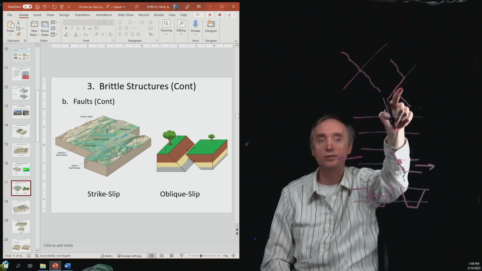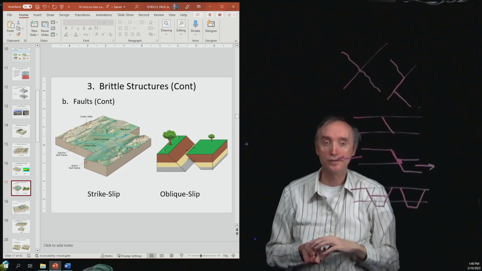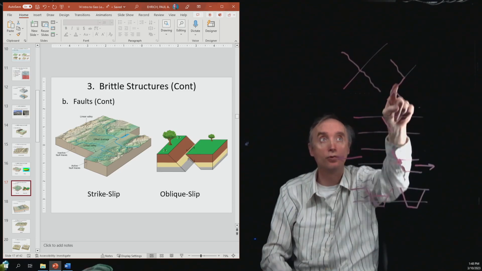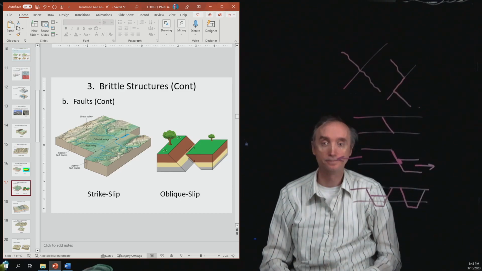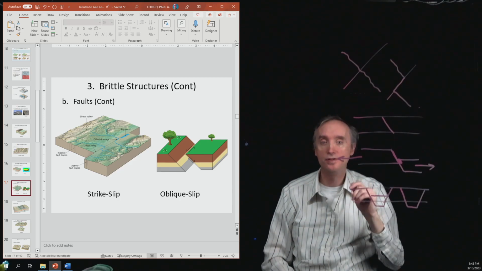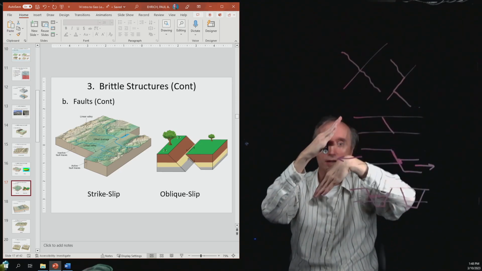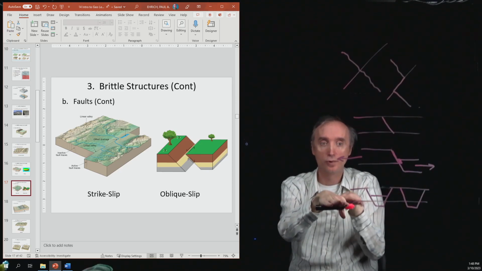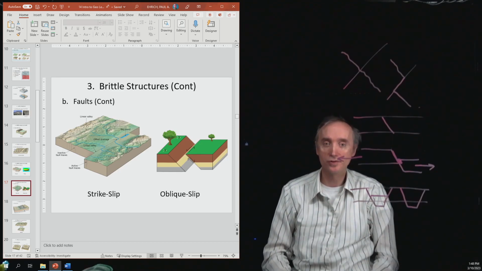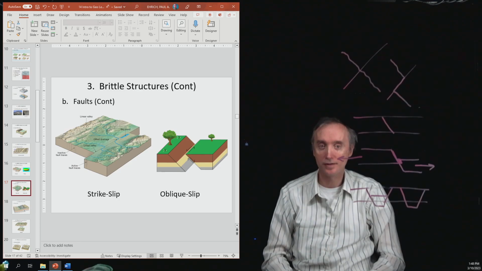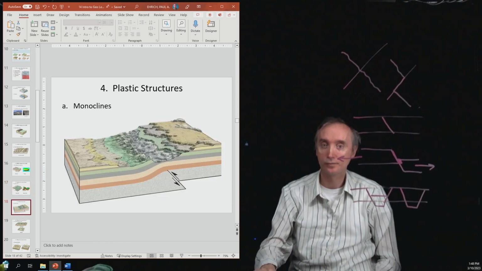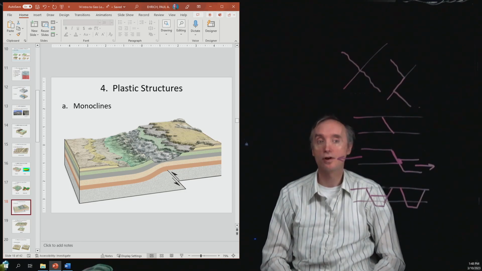Based on this, you can figure out which way the fault had to move in order to offset the river like that. Okay, so we have the dip slip where the rocks are sliding like this, and then you've got the strike slip where they're going like this. Well, you can also have oblique slip, and that's where it's striking and dipping at the same time. Okay, let's take a break, and we're going to talk next about what happens when rocks bend.